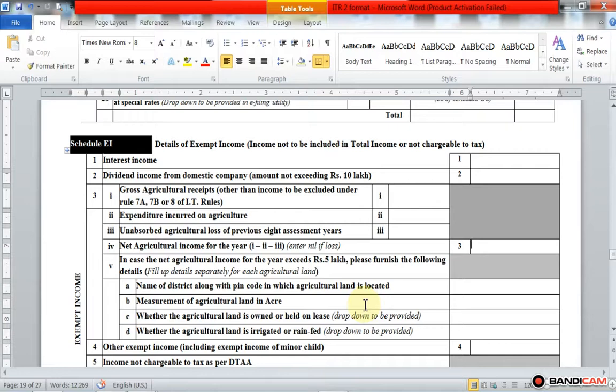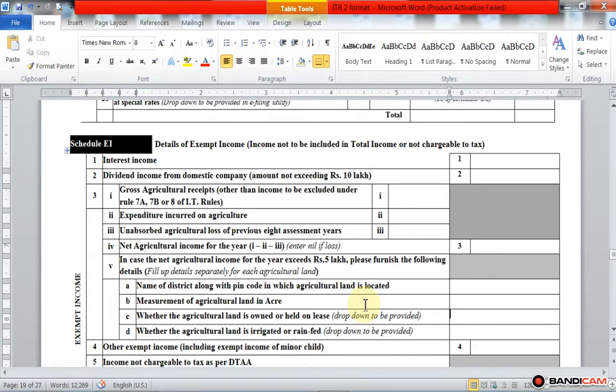Measurement of agricultural land in acres, so here also furnish the measurement of land in acres. Okay, then whether the agricultural land is owned or held on lease. If the assessee owns the land or takes it on lease, the assessee will furnish the necessary information of the land owned or taken on lease. Whether the agricultural land is irrigated or rain fed, so here the assessee will furnish all required information, all applicable information. That information which is applicable to the assessee is filled by the assessee.